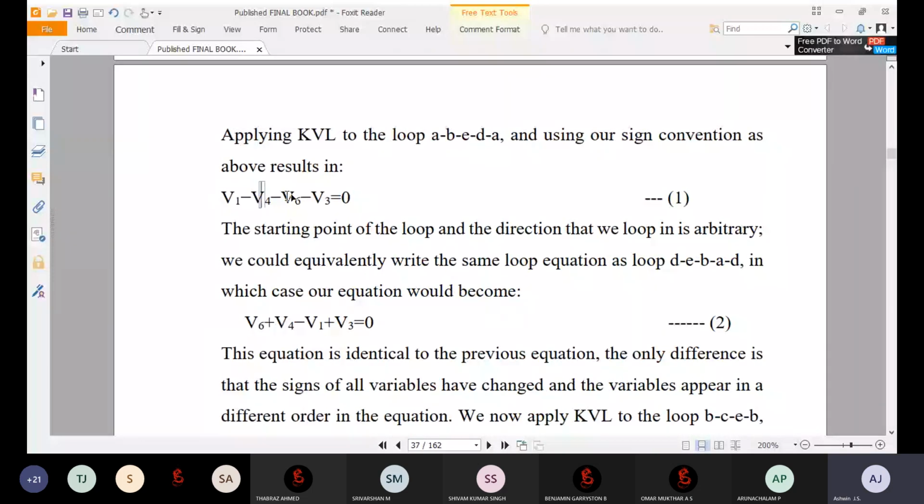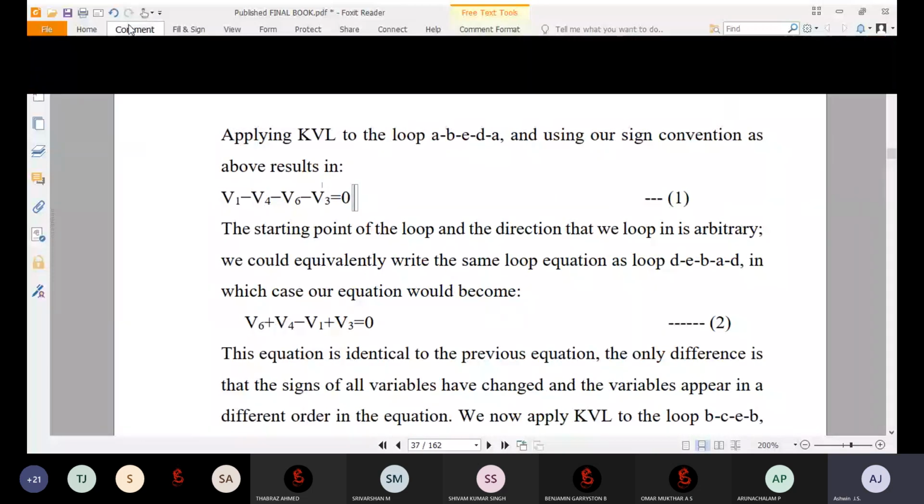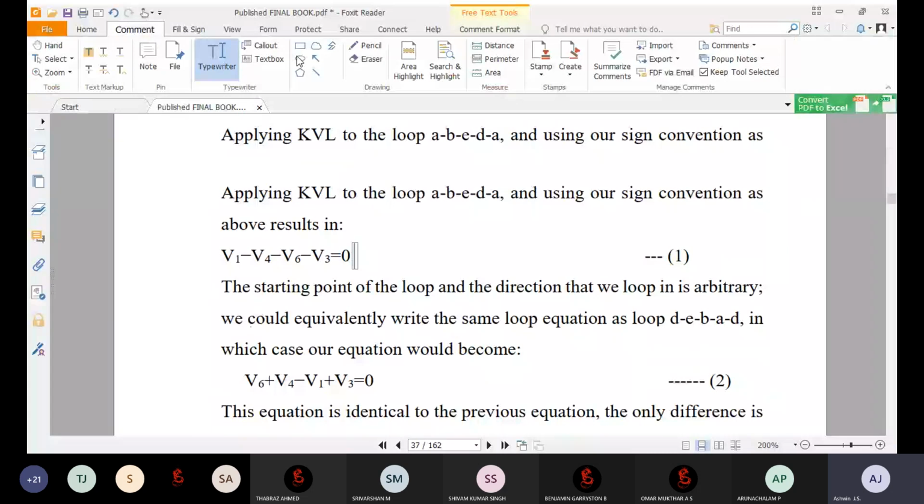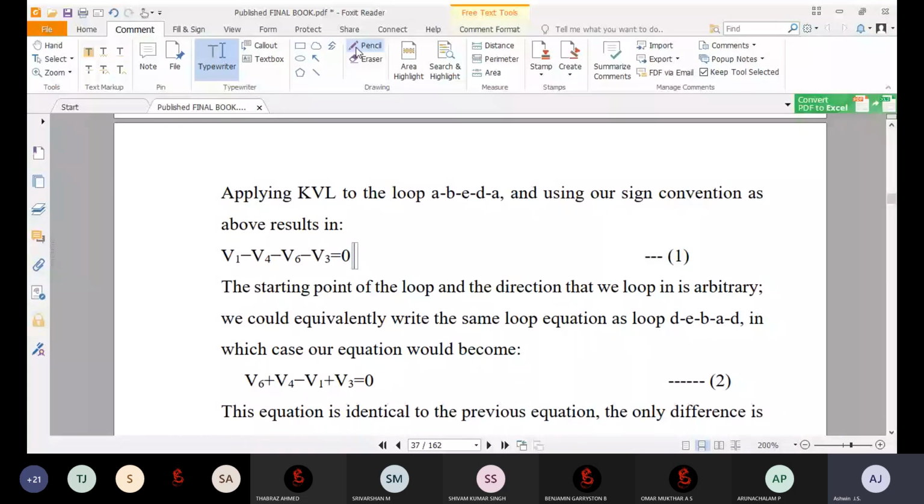Okay. So look at the first equation which I wrote, that is represented here. So V1 is positive, means remaining all should be negative. That will be equal to 0.